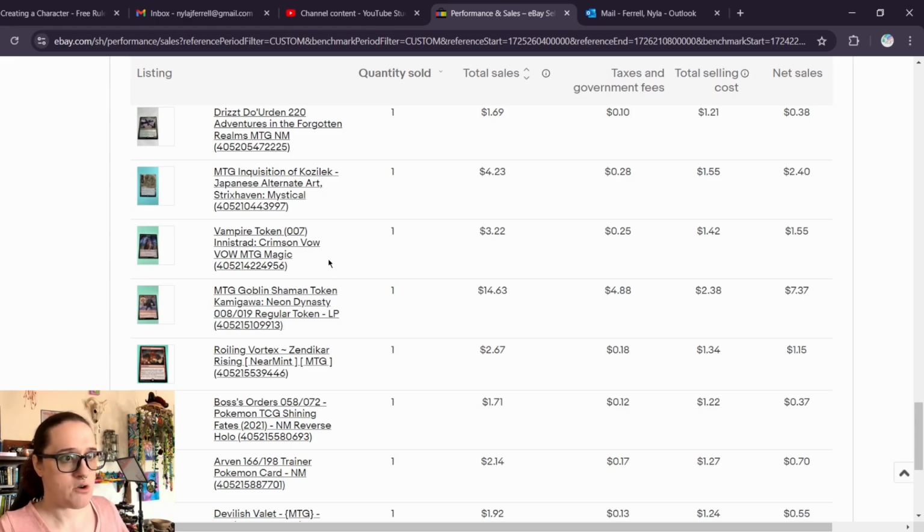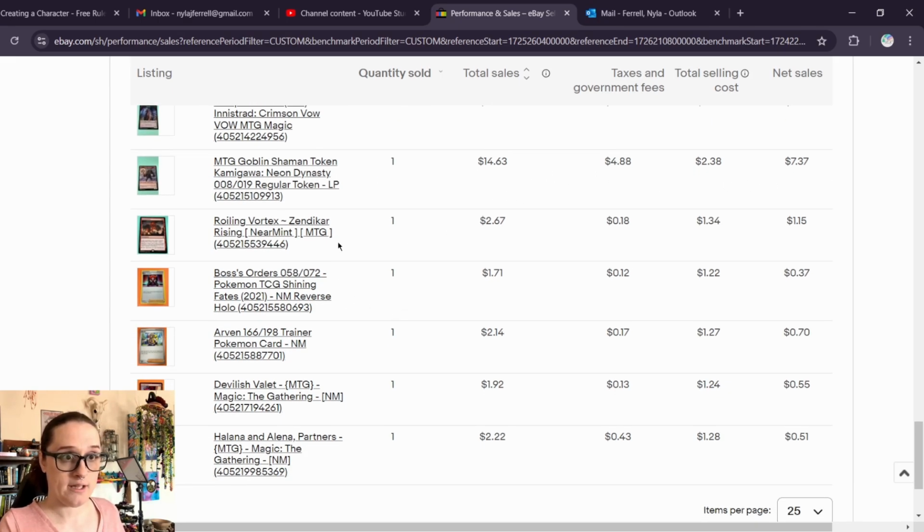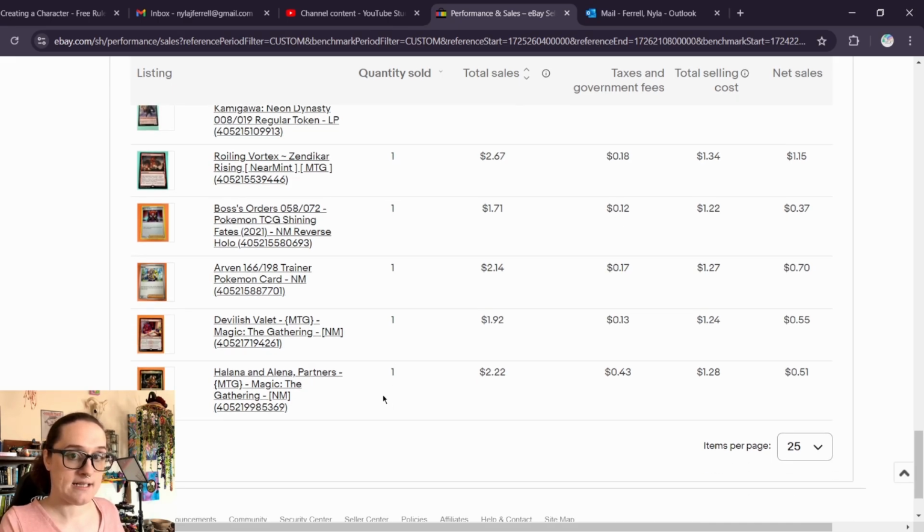1 Vampire Token from Val, which, look at that. I ended up making $1.55 off of that for the business. 1 Goblin Shaman Token, like I said, this one was the one that shipped overseas. I made $7.37 off it. 1 Roiling Vortex from Zendikar. 1 Boss's Orders from Pokemon, 1 Arven Trainer card from Pokemon, 1 Devilish Valet, and 1 Helena and Elena Partners.